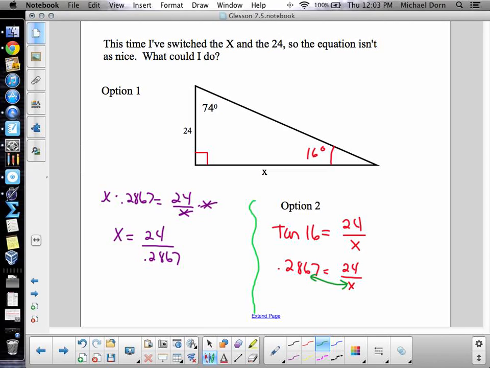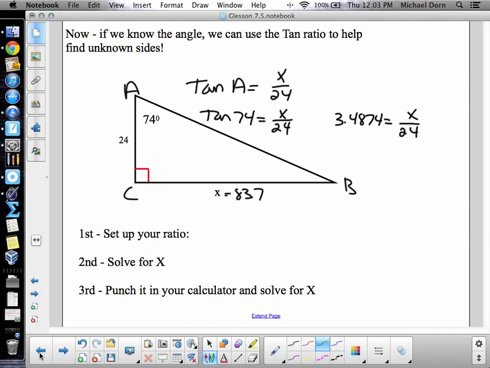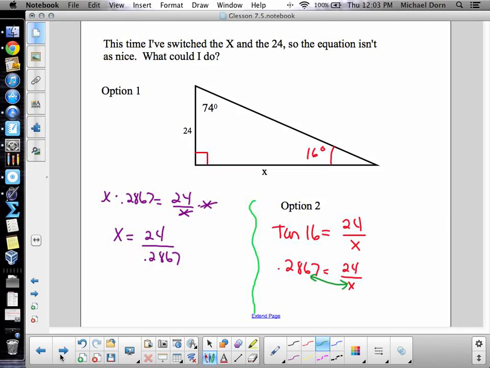Then when I take 24 divided by 0.2867, gosh, I get 83.7 again, which is exactly what we got here, because it's the same side, right? It's the same triangle.